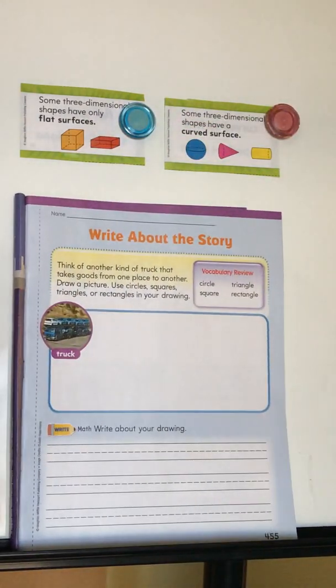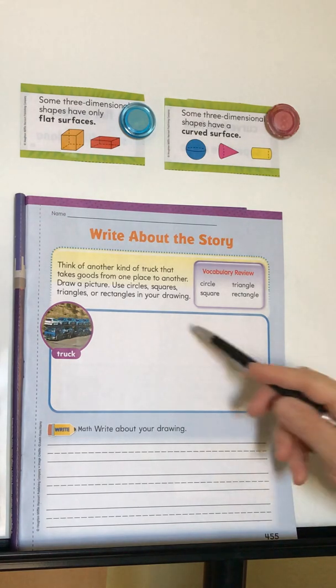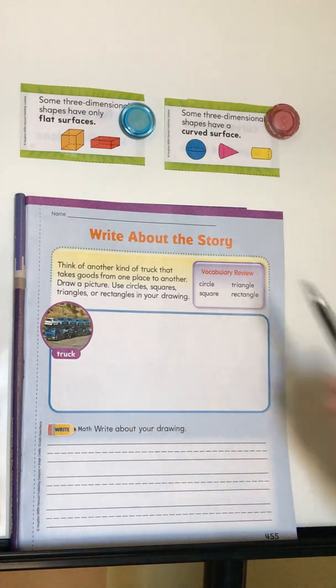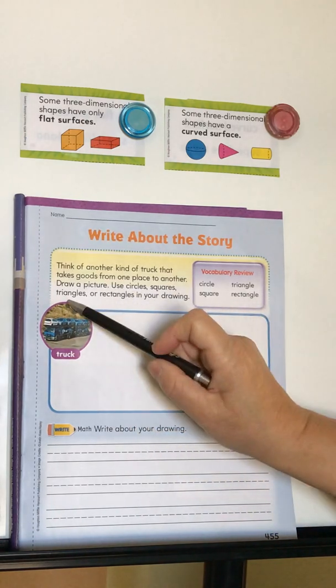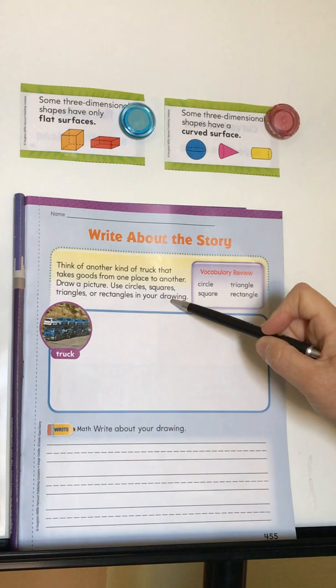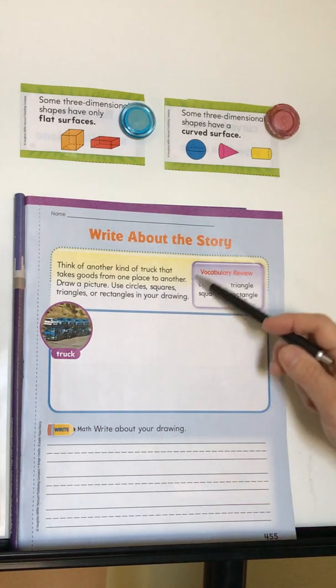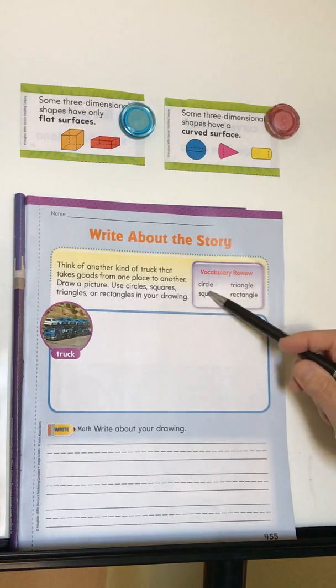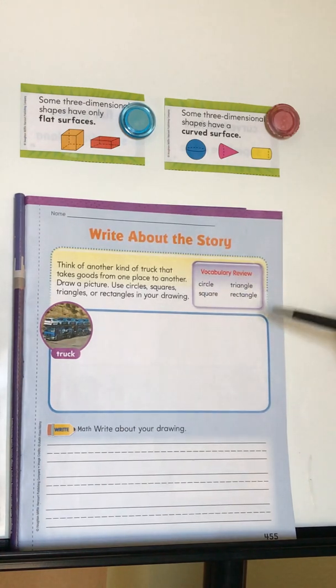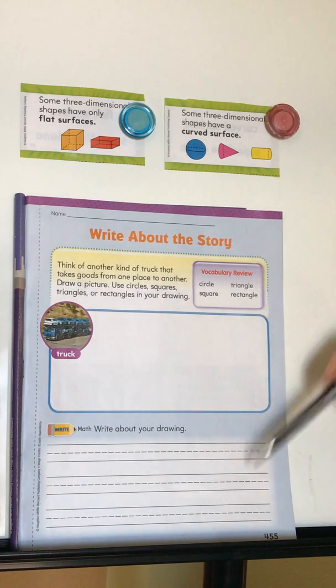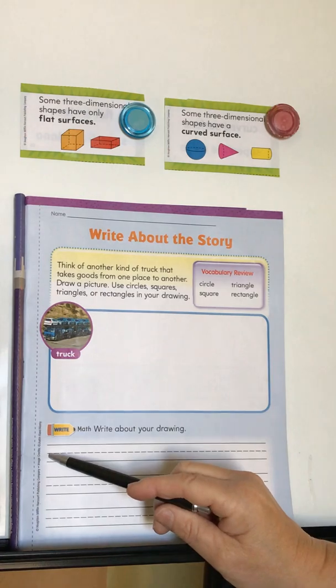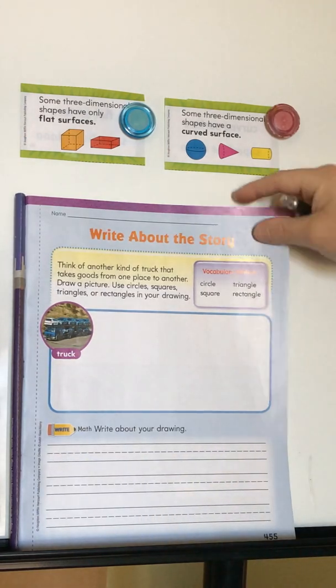Okay, you're going to write about the story, and so think about another kind of truck that takes goods from one place to another. Go ahead and draw a picture of a truck that you want to make. Use circles, squares, triangles, and rectangles in your drawing. Okay? Then you're going to write about your drawing. So you should be telling me, what did you use as a circle? What part of your truck is a square? What part of your truck is a triangle? What part of your truck did you draw is a rectangle? Use those words in your writing. Don't forget to start with capitals and end with periods.